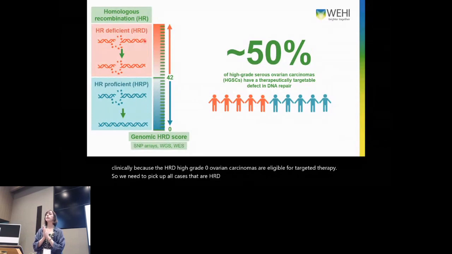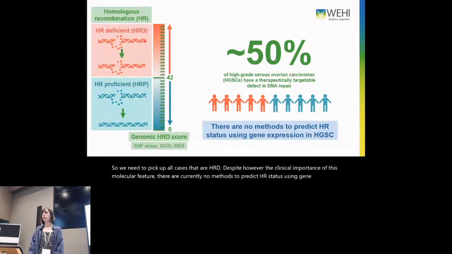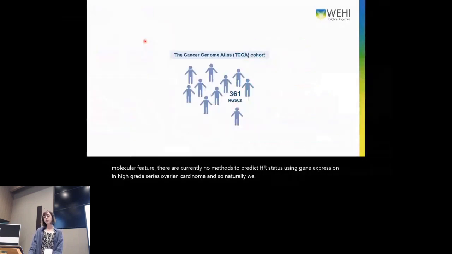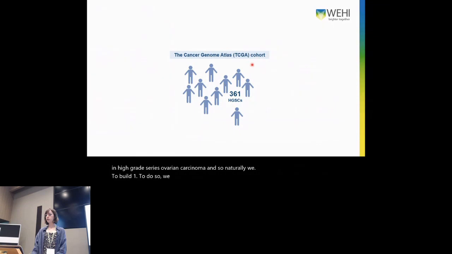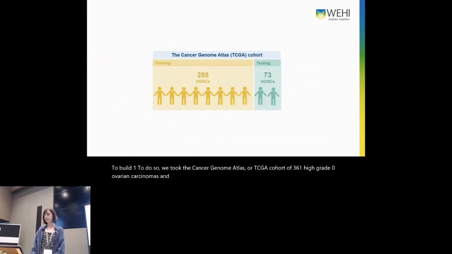Despite, however, the clinical importance of this molecular feature, there are currently no methods to predict HR status using gene expression in high-grade serous ovarian carcinoma. And so naturally, we set out to build one. To do so, we took the Cancer Genome Atlas, or TCGA, cohort of 361 high-grade serous ovarian carcinomas, and we randomly split it into training and testing sets.